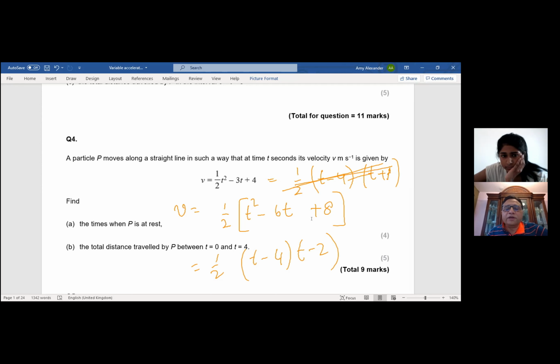So we got this particular equation, and clearly, when the question asks for the times when P is at rest, at rest means velocity is 0, right? So we are looking for velocity equal to 0, and velocity is 0 at t equals 2 seconds and 4 seconds. Of course, you write 2 first. You're right. That is right.